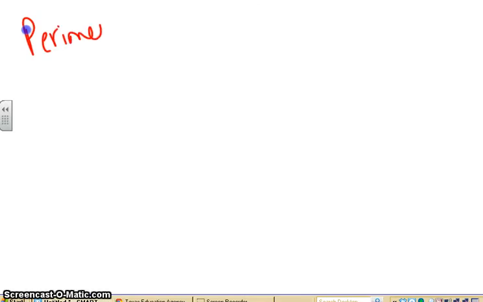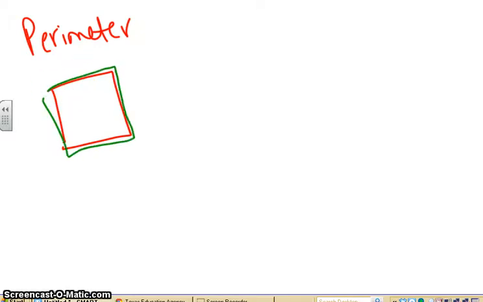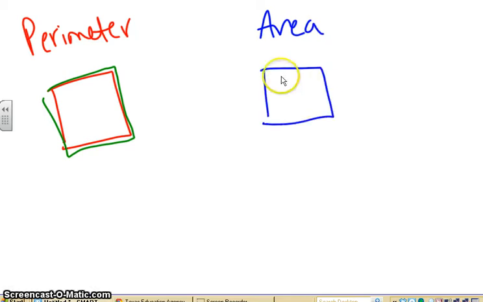perimeter is the distance around an object. So if I have this square, I know that the perimeter is all the way around that object. For area, you remember that area is the amount of space that an object takes up. So area is all this flat space in here.